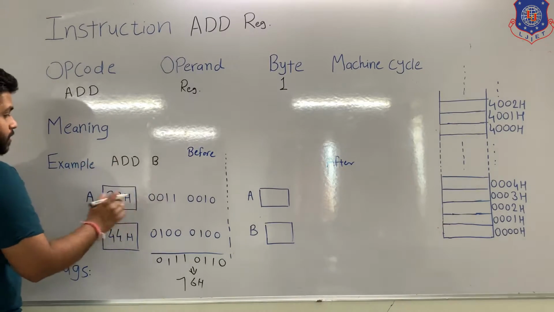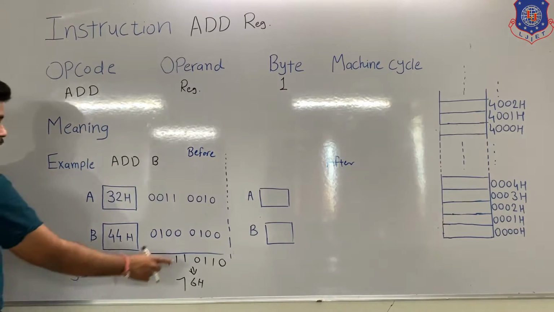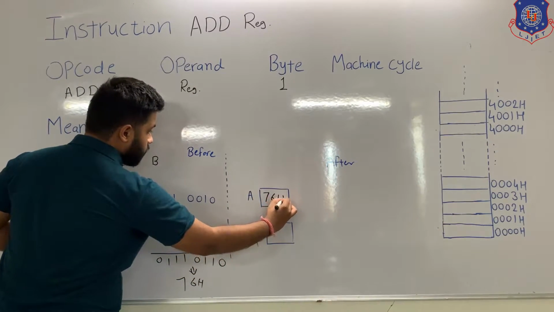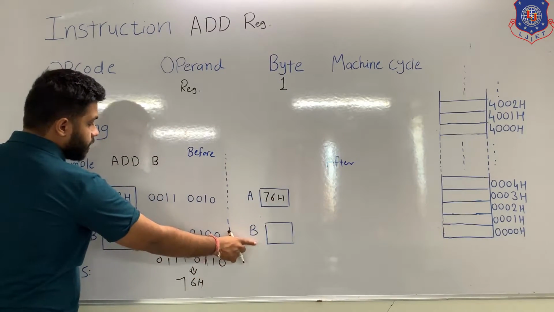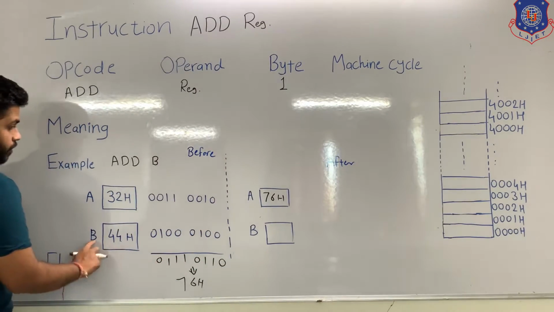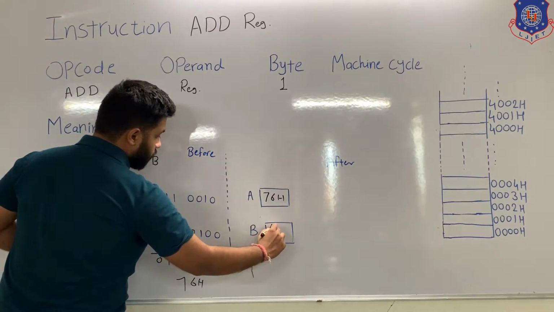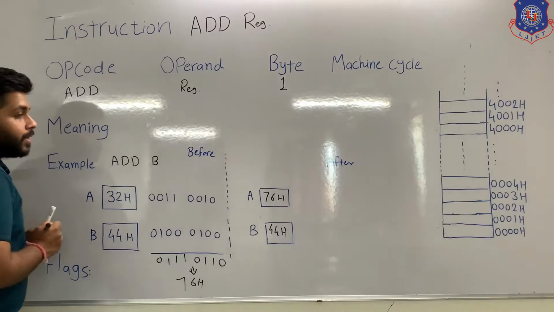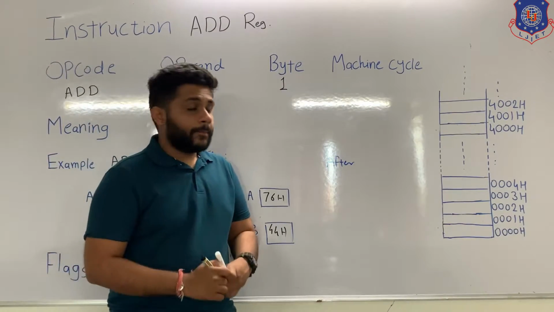So after this instruction is executed, in the accumulator we will get answer. So 76H will be stored in the accumulator. What will be the content of register B? The content of register B will remain unchanged. So in the B, 44H will prevail. Now let's see the machine cycle.